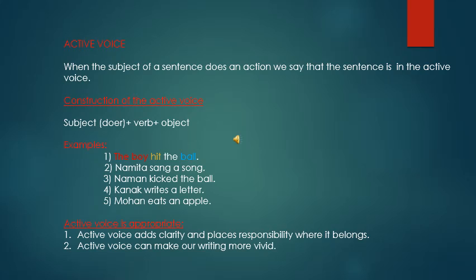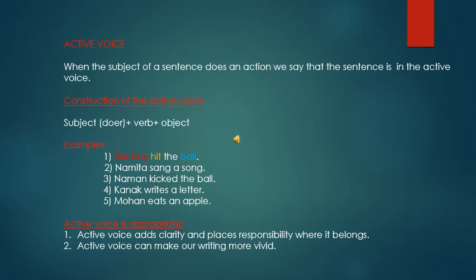The subject, the boy, is a doer of the action. So this sentence is in active voice. Second, Namita sang a song. Namita is a subject, sang is a verb, a song is an object. So Namita here is a doer of an action. So Namita sang a song is in active voice. Third, Naman kicked the ball. Naman is subject, kicked is verb, and the ball is an object. That means Naman is a doer of an action. He kicked the ball. So this sentence is also in active voice.